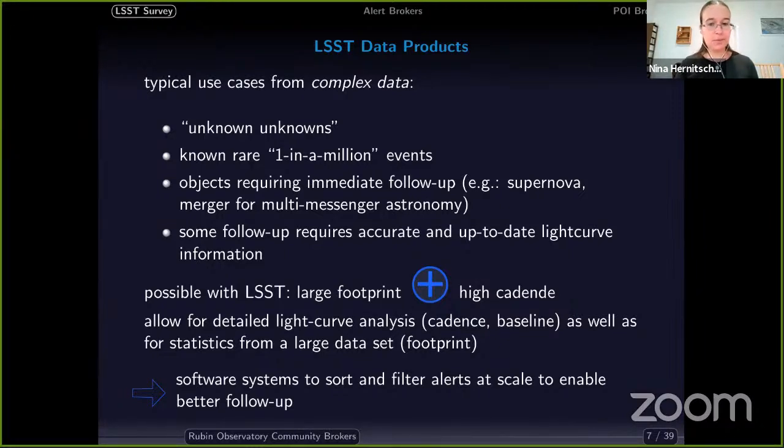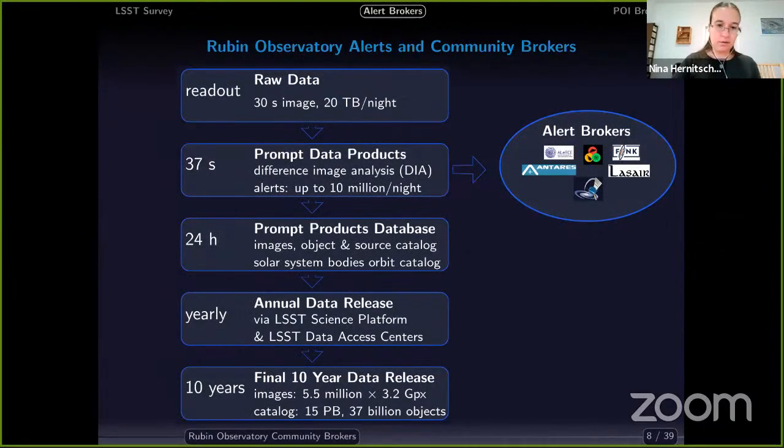And we need software systems that are able to sort and filter alerts after they're produced by the pipeline, at a scale to enable better follow-up. To come back again to this picture here, those alerts that are generated within 37 seconds are exactly what are triggering the alert brokers.